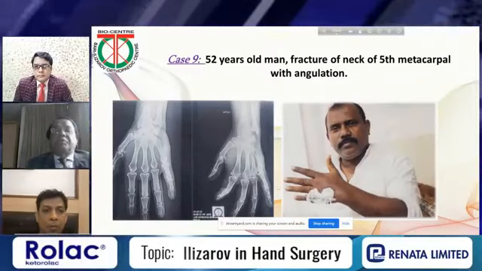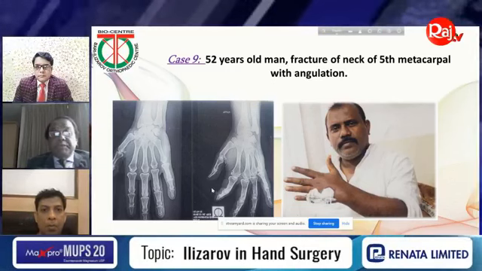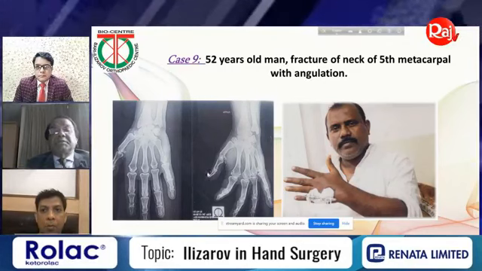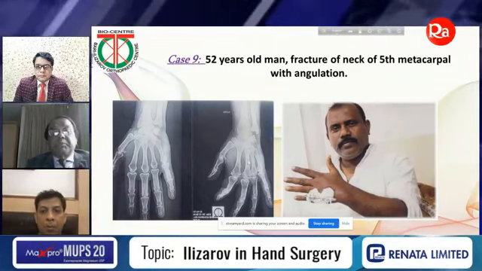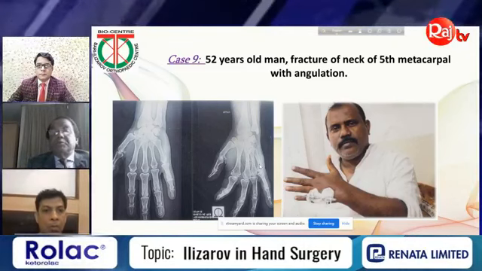This is a teacher of a college. You can see here, after trauma came to my place with, you can find here, the fracture, angulation of the fifth metacarpal, you can see here angulation. Just you can put plaster? No.